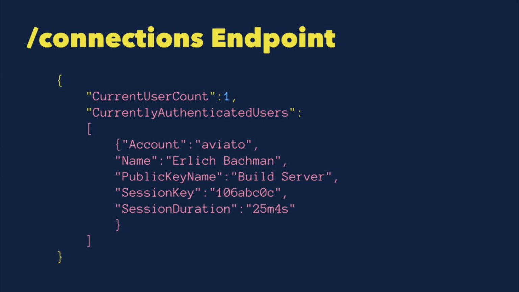So I have another endpoint called connections. And here I can see that I have one user. It's the Aviado account. Erlich Bachman is connected. It looks like it's his build server. People tend to name their keys build server, laptop. And he's been connected for 25 minutes and 4 seconds. So that might seem a little fishy.